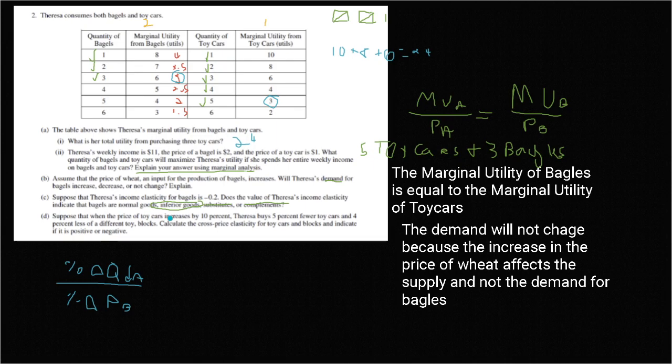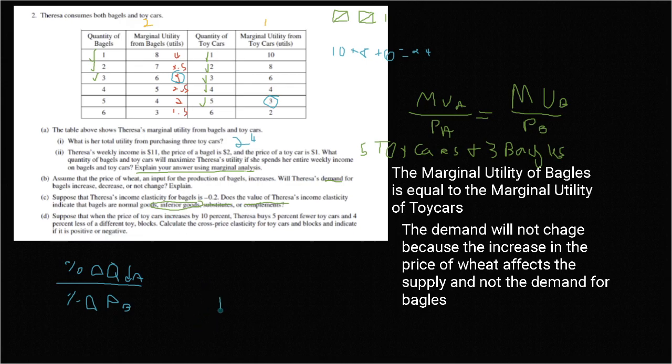So when the price increases by 10%, they decrease by 4% toy cars and 4% less toy blocks. So we don't want toy cars and toy cars because they are cross price, so they are not the same thing. And the only one we have for the price is the toy cars.